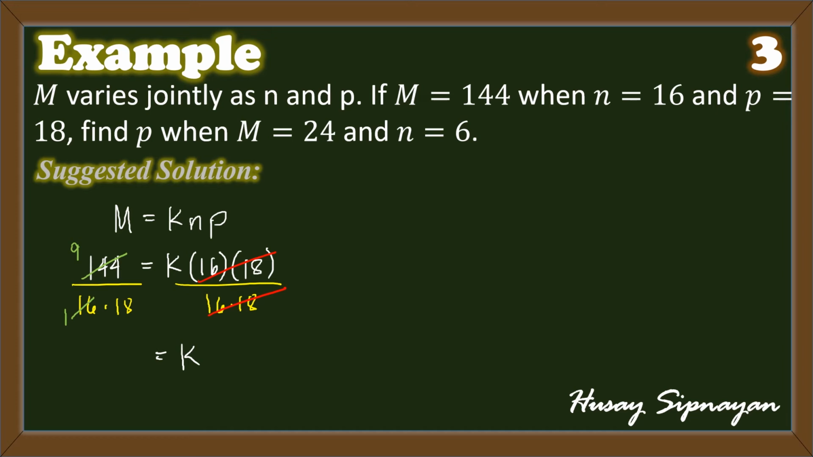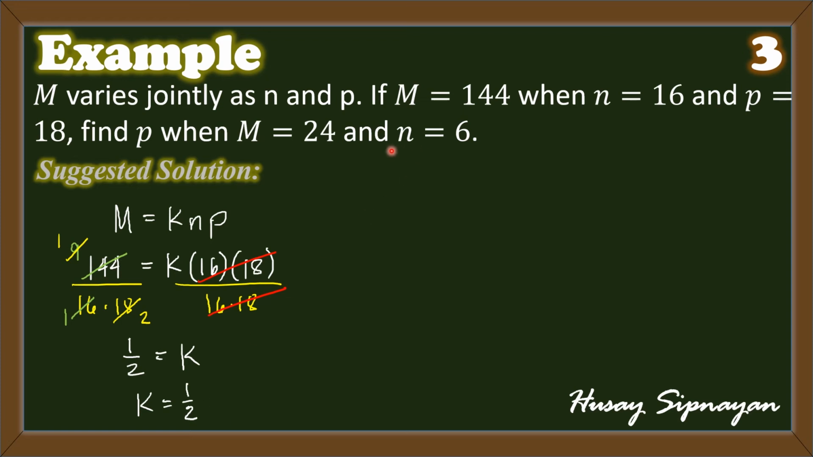Kung mapapansin, ang 9 at 18 ay maaari pa rin i-divide sa 9. Kaya ang 9 divided by 9 is 1. Ang 18 divided by 9 naman is 2. Meron na lamang tayong value para sa k, 1 over 2, or k is equal to 1/2. Kung sa problem, ang hinahanap lamang ay constant of variation, matatapos na dito ang ating solution. Ang constant of variation ay equal sa 1/2.